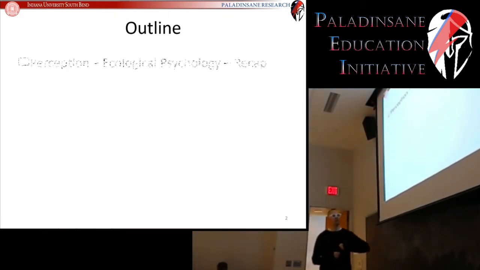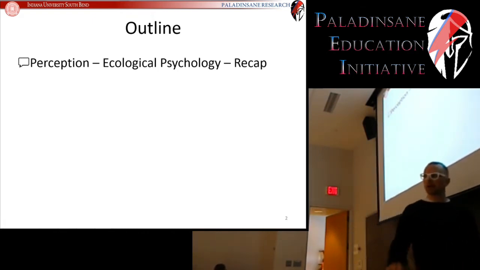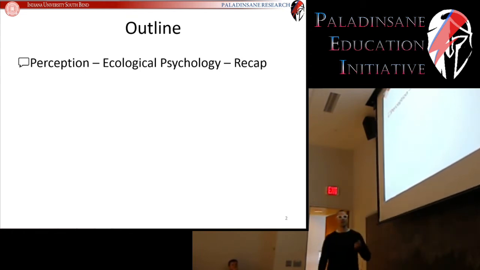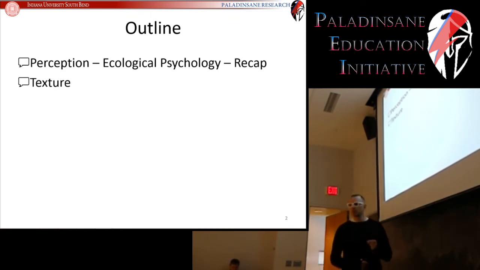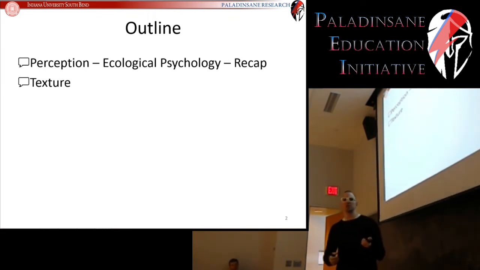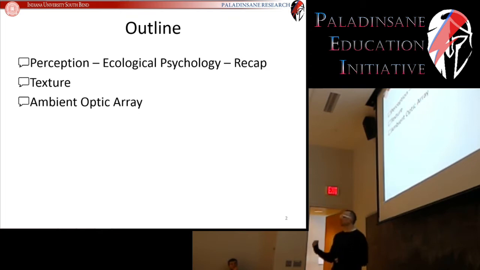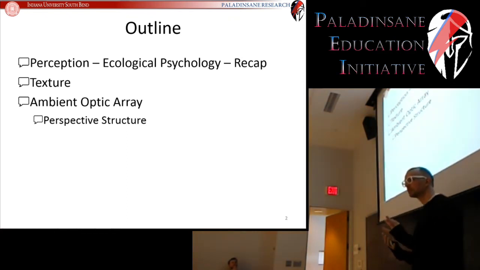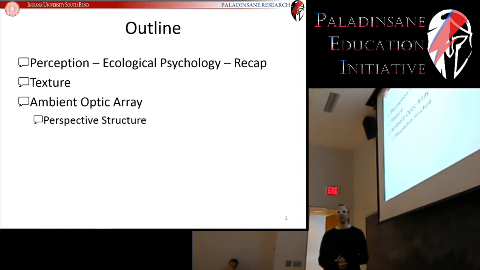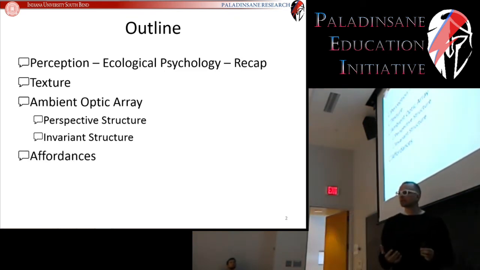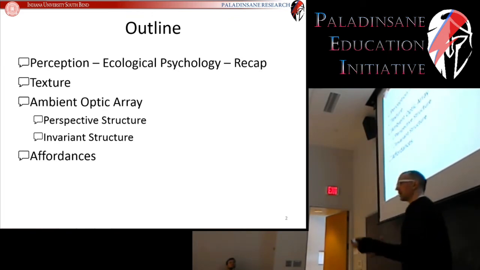As for today, we're going to have a brief, really quick recap of the first parts of ecological psychology, the basics of it. What is this new or innovative approach all about? We're going to re-go over the idea of texture, a very important aspect of ecological psychology. Then we're going to delve into the new stuff: the ambient optic array, and the fact that it has two forms of structure, one being perspective and one being invariant, or unchanging, structure.